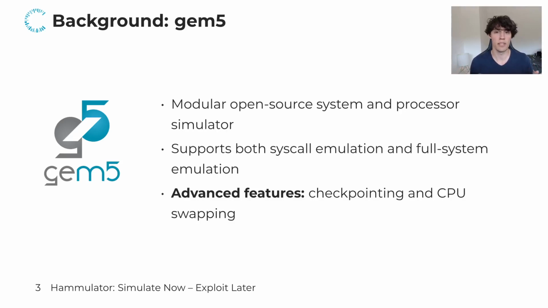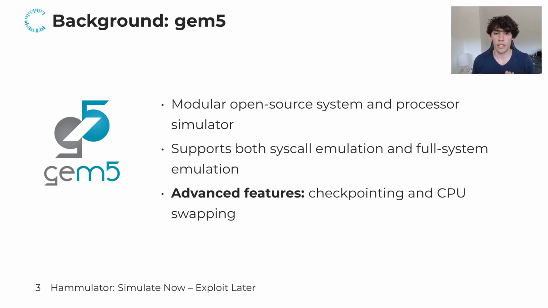Syscall emulation means, okay, you have your kernel and you have your binary, and when the binary runs in GEM5, so on the simulated CPU, and if one does syscalls, basically calls in the original host kernel. And for full system emulation, basically a whole GNU Linux operating system runs in GEM5, but therefore it's kind of slow.